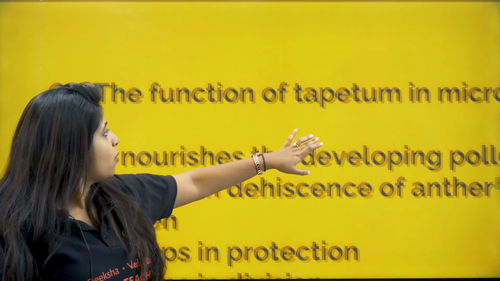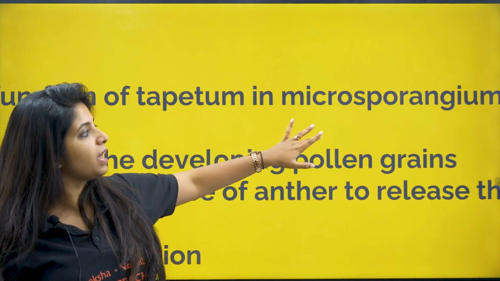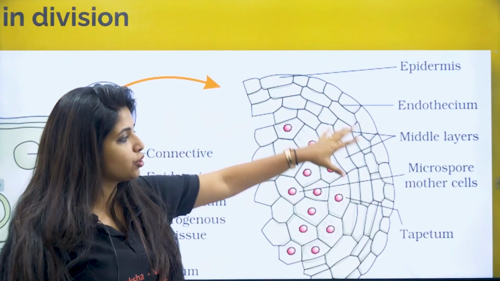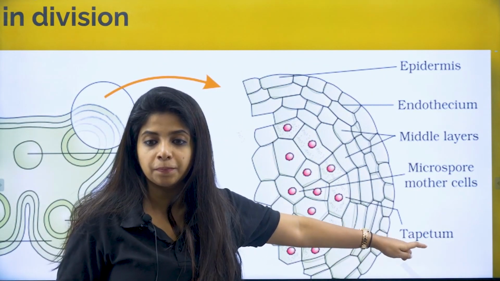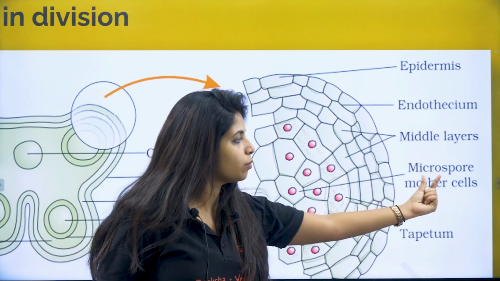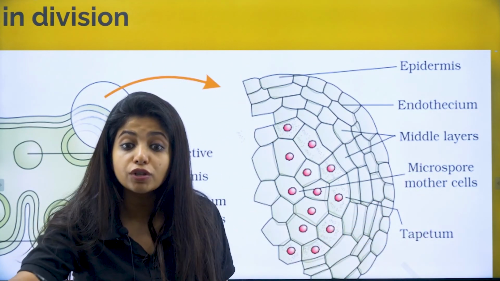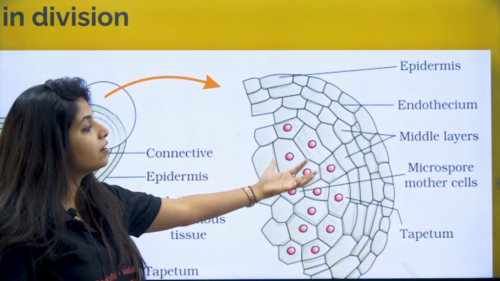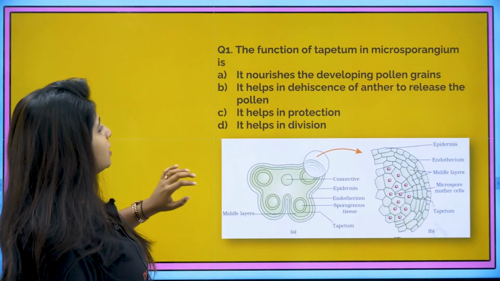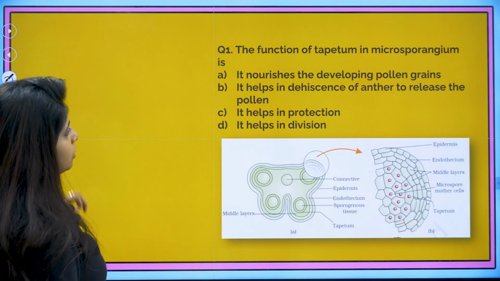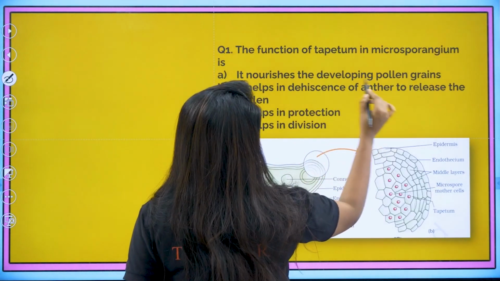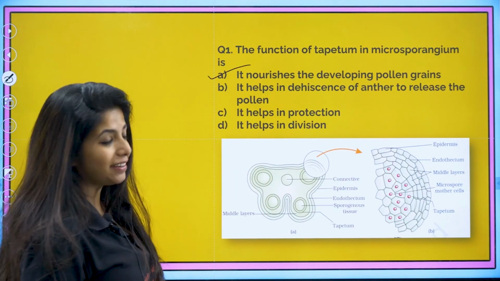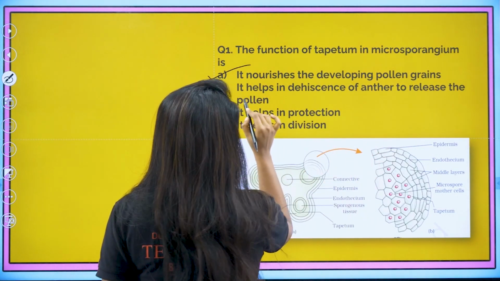Now what is your question? Your question is, what is the function of tapetum in the microsporangium? So in this whole structure, what is the function of this guy, that is tapetum? Now my dear children, this is very close to the microspore mother cells, which in future are going to form what? The pollen grains. So the function of tapetum would be what? Nourishing the pollen grains. So let's see which option matches. It nourishes the developing pollen grains. Correct.